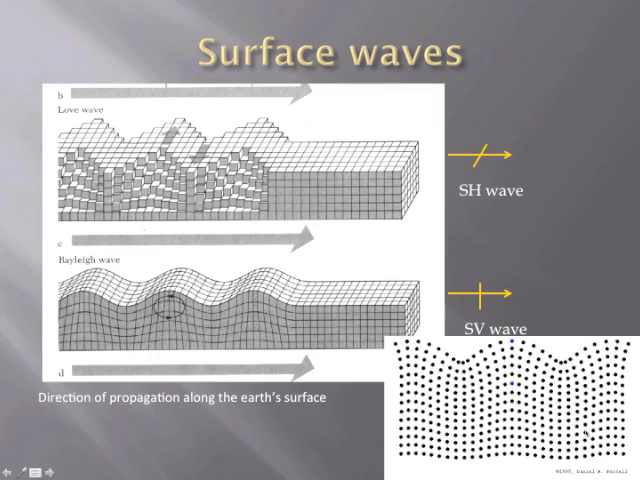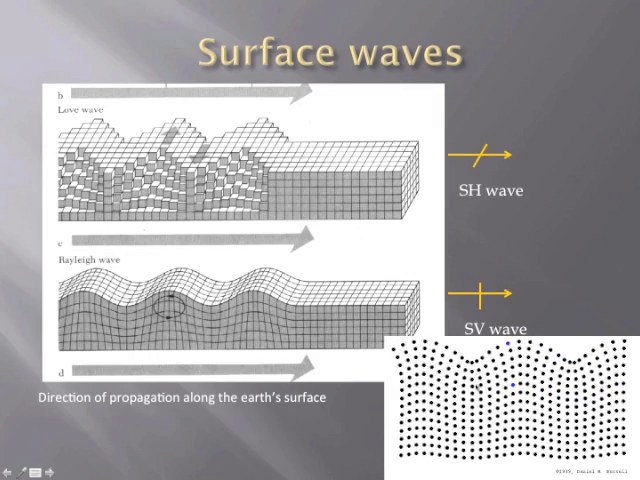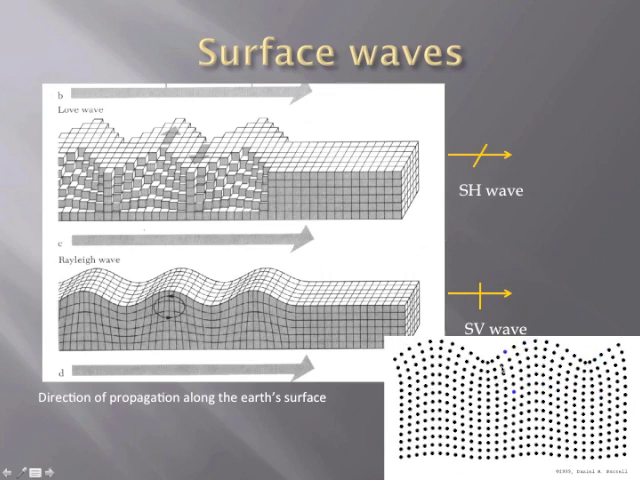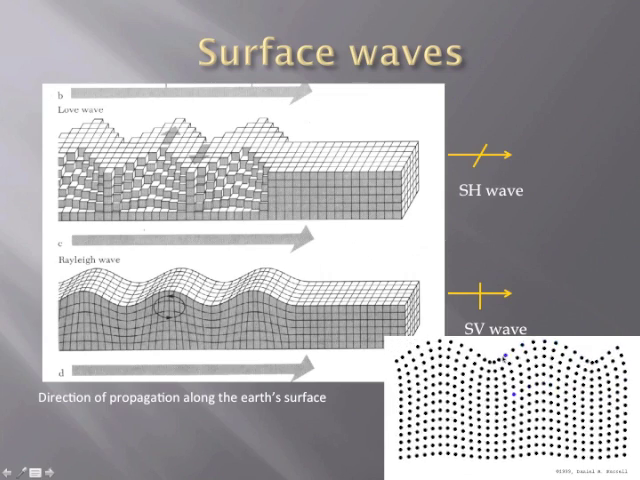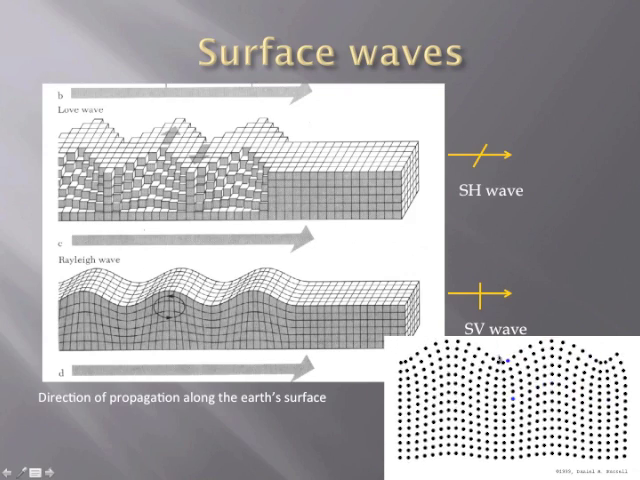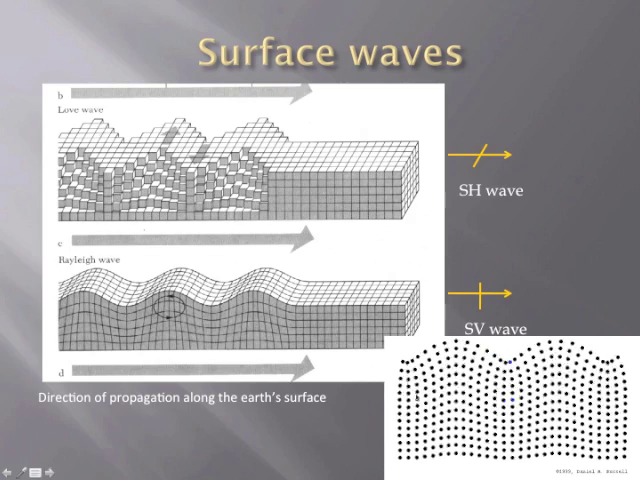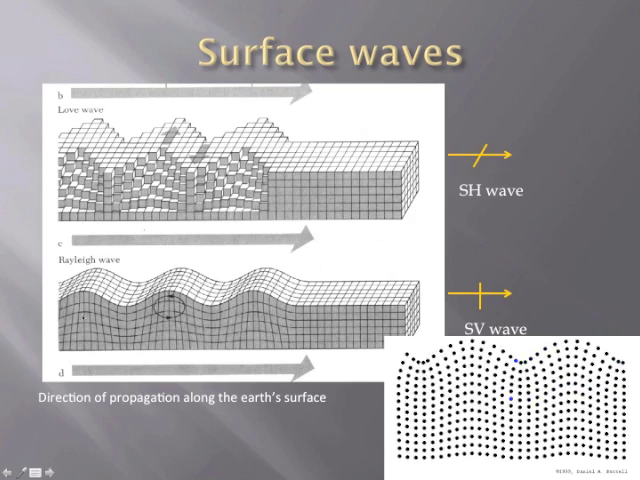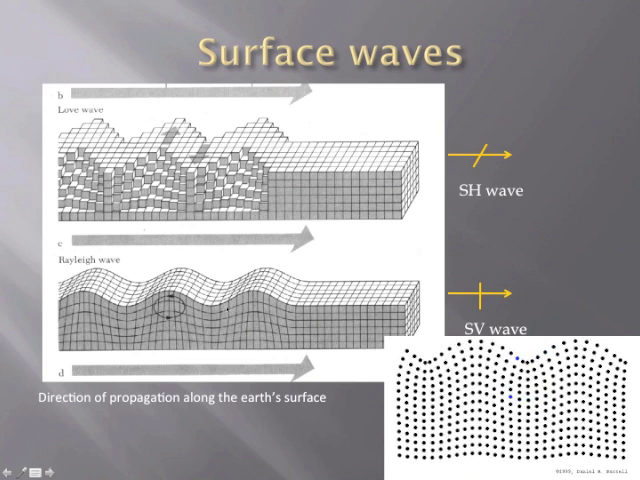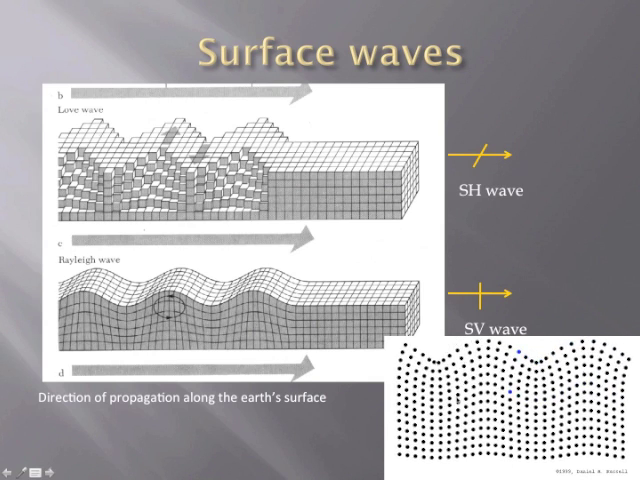So actually, here is a very nice animation showing the particle motion of Rayleigh wave, where you can see that it has movement in both the radial direction as well as in the vertical direction. So in the later part of the talk, mostly I'm going to discuss how we can use this Rayleigh wave to study shallow Earth structure.